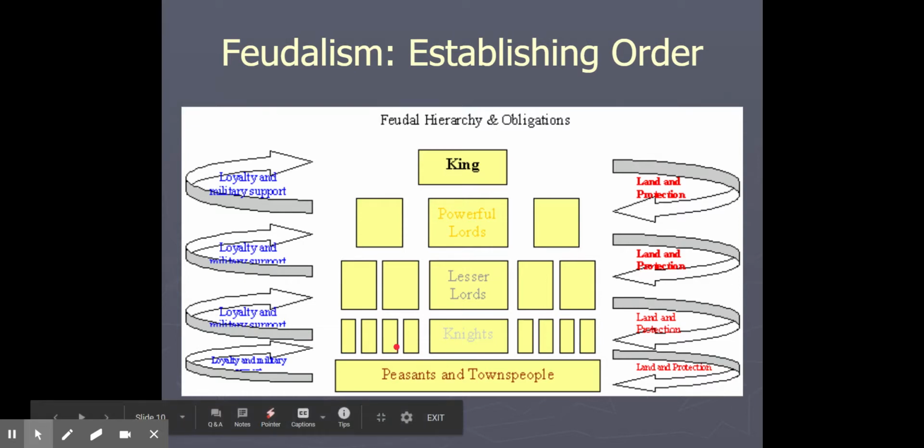And the knights would have a little bit more money so that they would buy armor and swords, and they would use their swords and armor to give loyalty and military support to the lesser lords, and the lesser lords would take their knights and give loyalty and support to the powerful lords, the more important ones, and they of course would give loyalty and military support to the king, and on it goes. So this is the order in which it works.